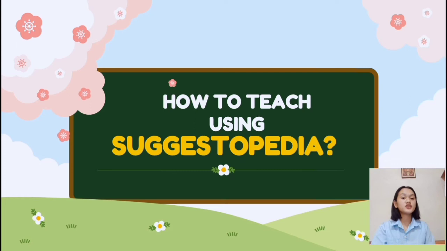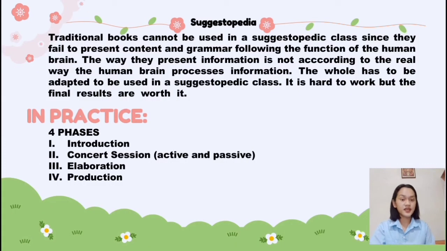How to teach using Suggestopedia. Traditional books cannot be used in a Suggestopedic class since they fail to present content and grammar following the function of the human brain. The way they present information is not according to the real way the human brain processes information. The whole has to be adapted to be used in a Suggestopedic class. It is hard work, but the final results are worth it.